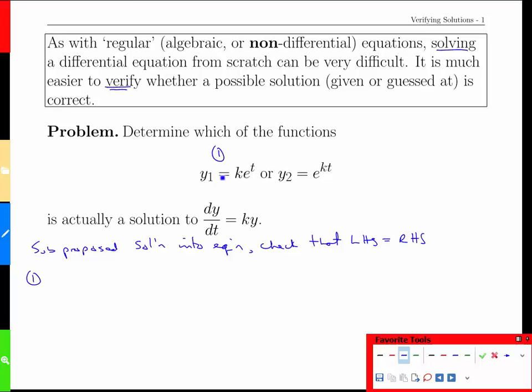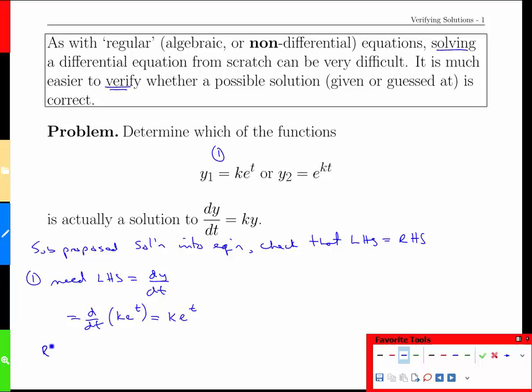If we use 1, then we already know what y is. It's going to be k e to the t, but what we don't know is dy dt. We need the left-hand side, that's dy dt, and that's the derivative of our proposed y value, which is k e to the t. And that is easy to evaluate. So again, the verification step here is straightforward as a process.